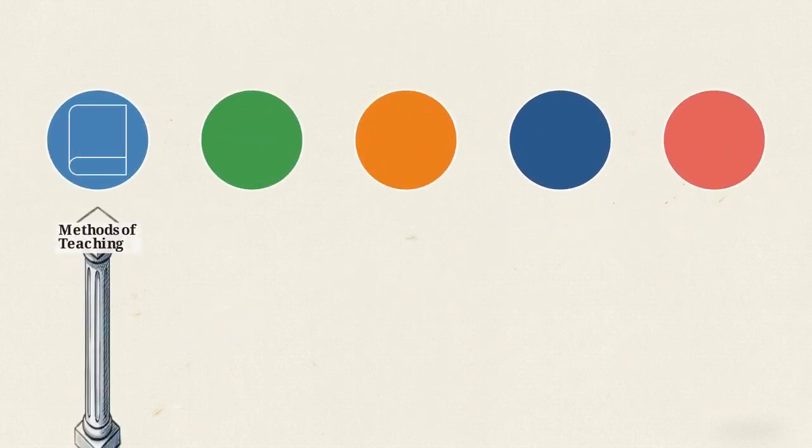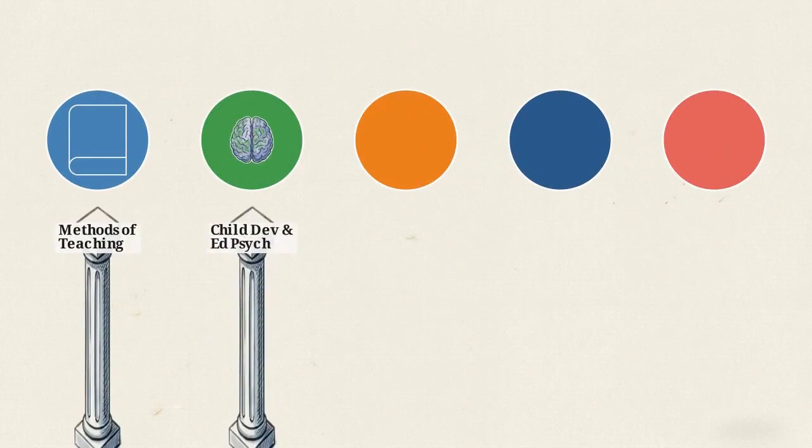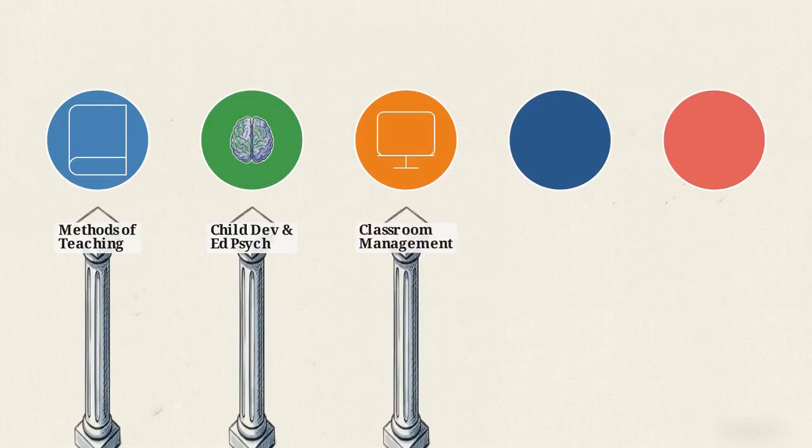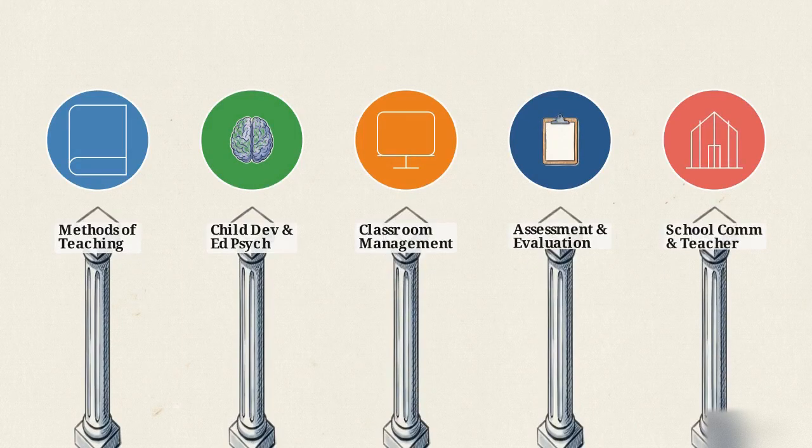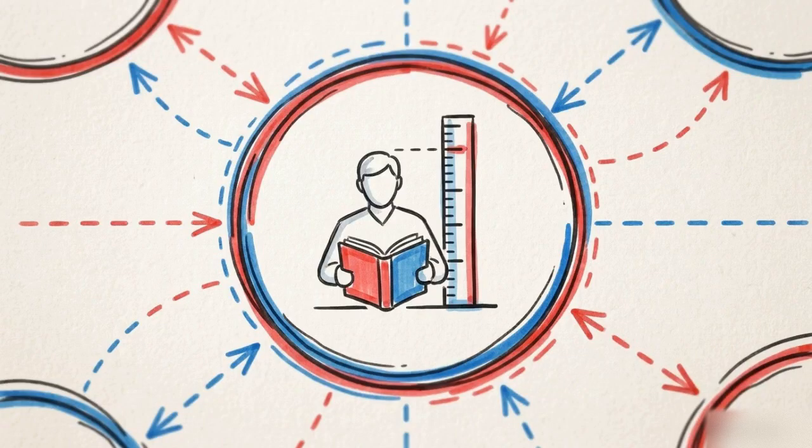We can organize the syllabus into 5 core pillars: methods of teaching, child development and education psychology, classroom management, assessment and evaluation, and school community and teacher. We begin with child development and education psychology. This pillar establishes the developmental stages and learning theories that provide a baseline for understanding the student.